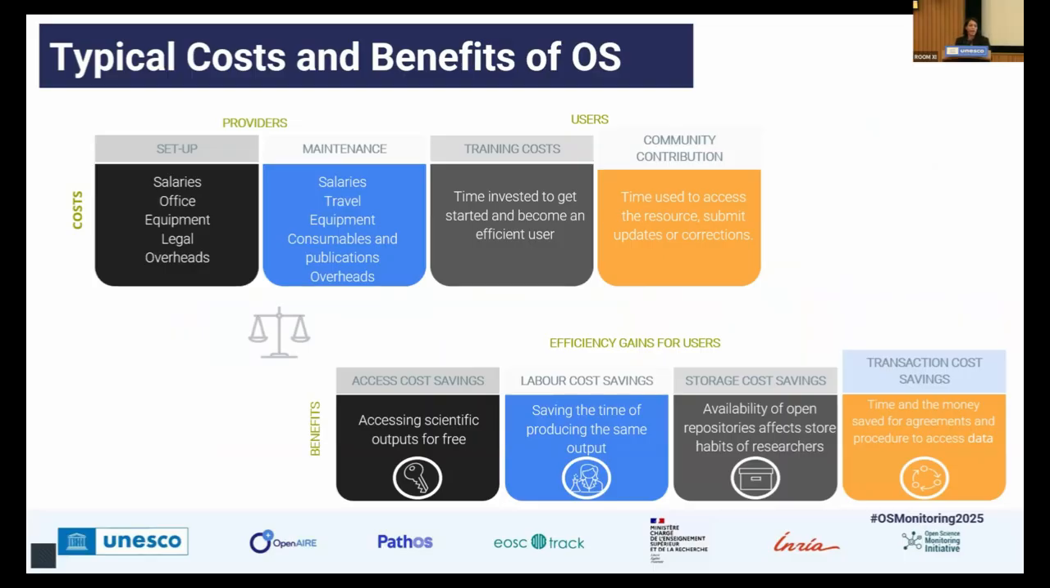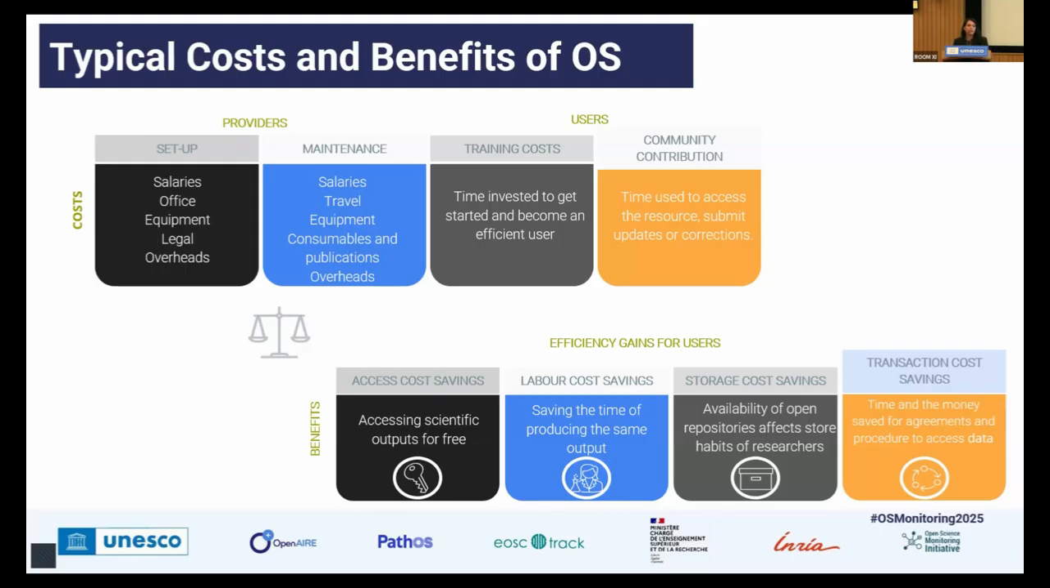the PathOS project, we have tried to identify which are the typical costs and the typical benefits associated with open science. And building on previous literature and what has already been done before, we tried to understand and to better describe which kind of costs we can associate with open science. And here you have an overview, and you can see that the costs of open science are both for the provider of the open science, so basically the organization who sets up or invests in the open science and manages the open science resources, and for users who contribute to the open science.